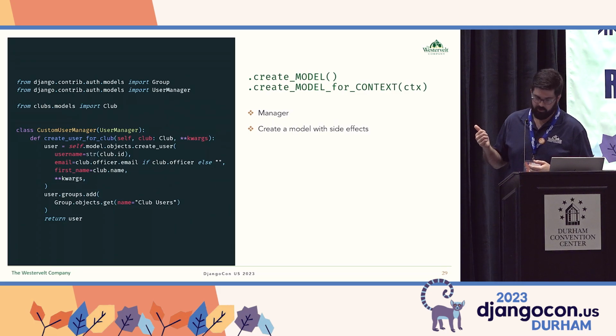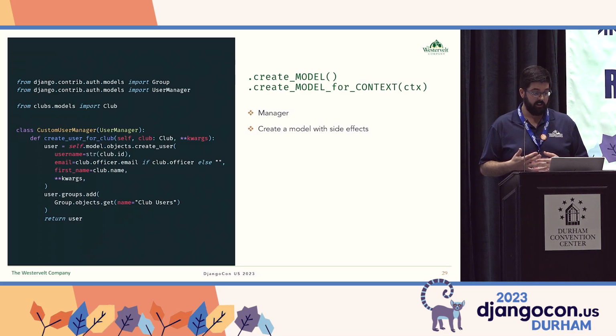Here I've got a create_user_for_club method to standardize the way a club's user is created, as well as adding it to the correct permission group. Django's user model is a good example of this as well. It provides create_user and create_superuser methods that follow this pattern.